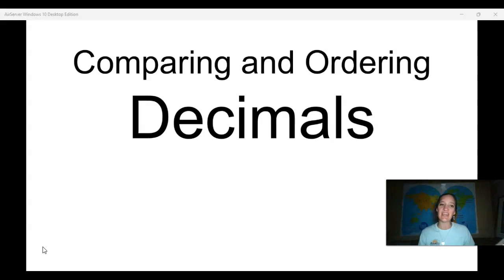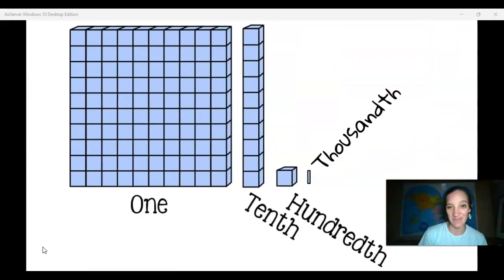By the end of today, you'll be able to take any set of decimals and tell me which one is greatest, which one is least, and all of the numbers in between. So let's first take a minute to talk about decimals.